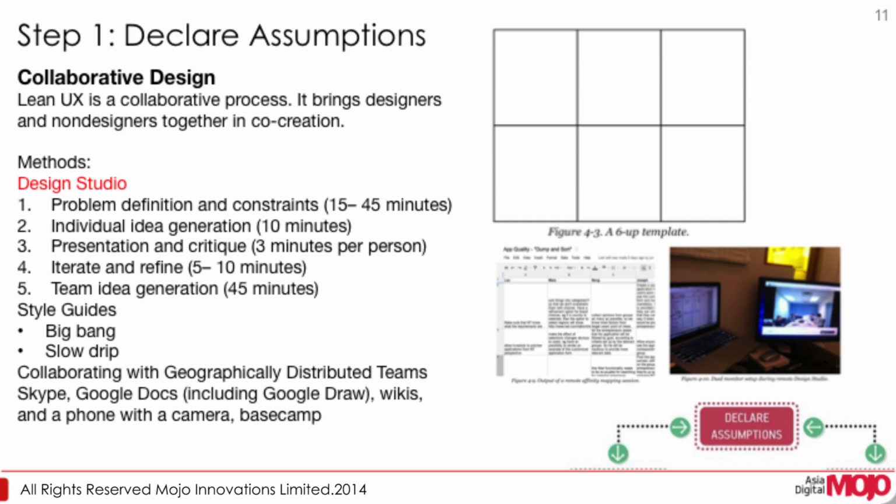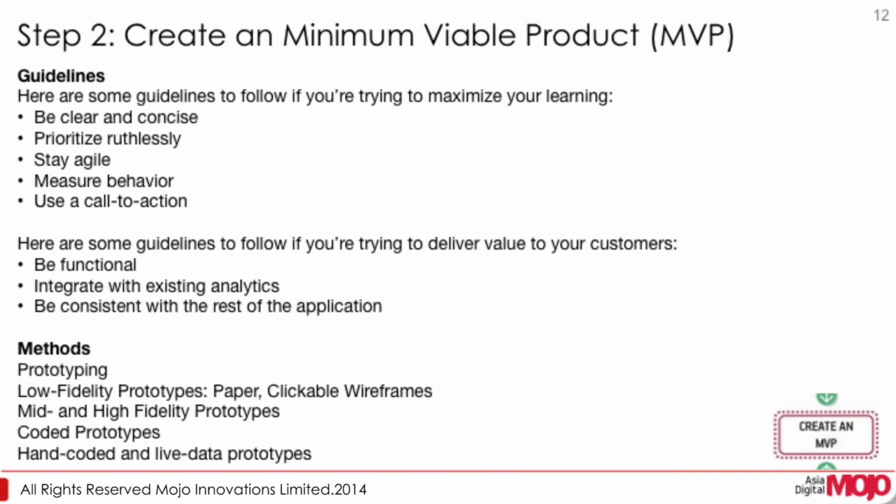And after you define the assumptions and hypotheses, we need to go ahead and test them. So we create minimum viable products to test different aspects of your assumptions. There are a few guidelines for you to minimize your learning. So basically, you need to test hypotheses very precisely, very carefully, and with a very strong focus. And you need to be very functional, integrative with existing analysis, and be consistent with the rest of the application.